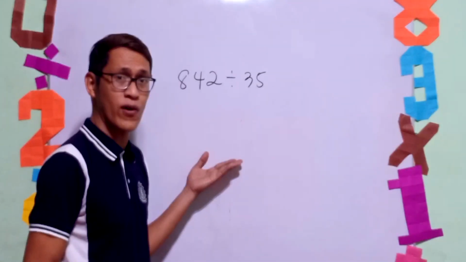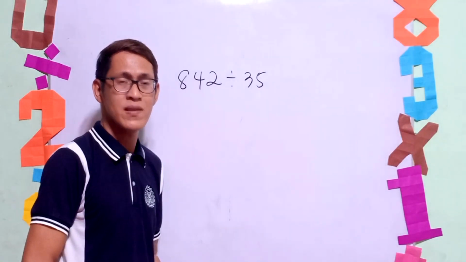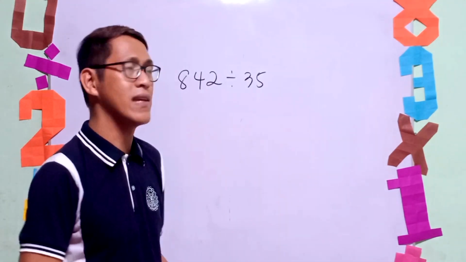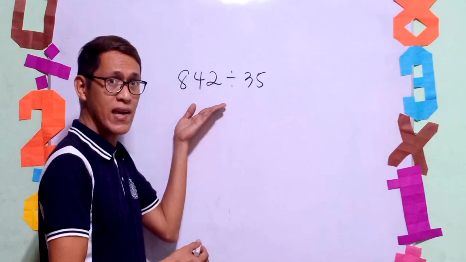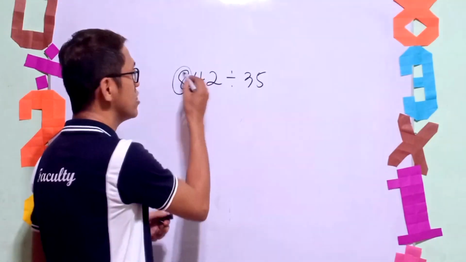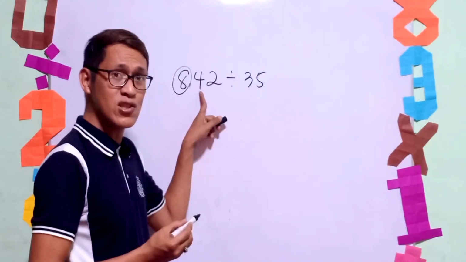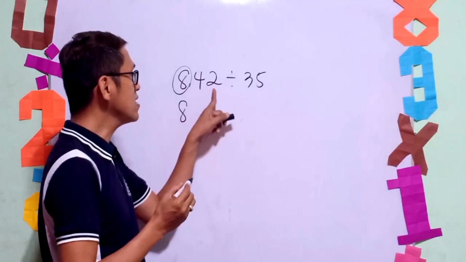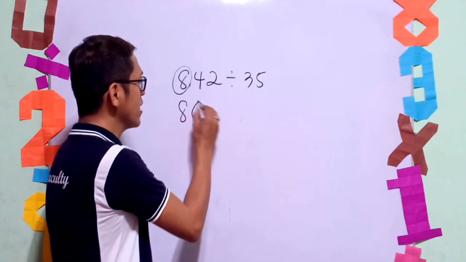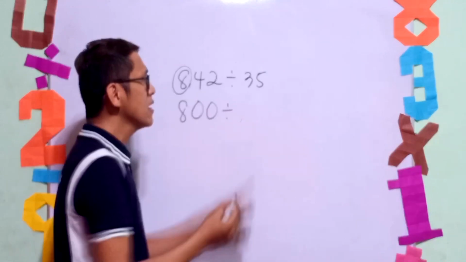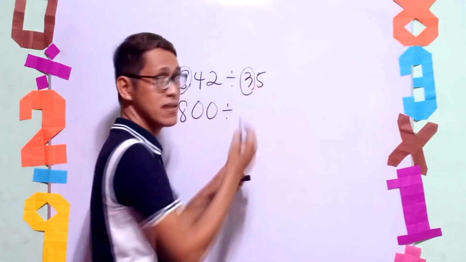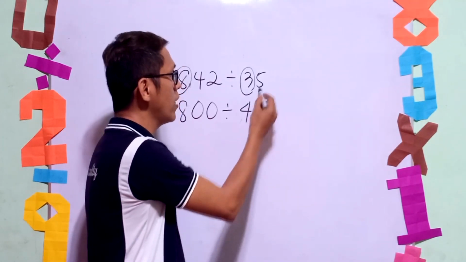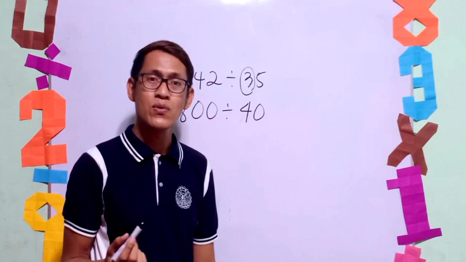I have 842 divided by 35. Again, round off each number to the highest place value before you divide. So let's start with this number. The highest place value is hundreds, which is the digit 8. Since the right digit is 4, we remain the digit, so this 8 remains. Then these two digits become zeros. So it's 800 divided by, here, the highest place value is tens. So the right digit is 5, so we add 1, so this becomes 4. Then the 5 becomes 0.